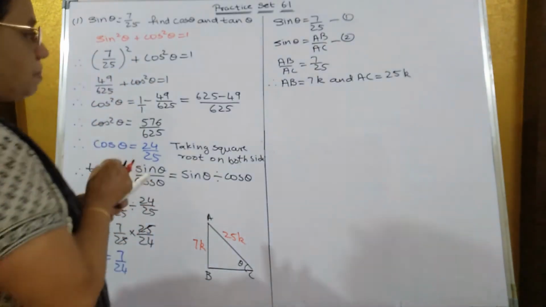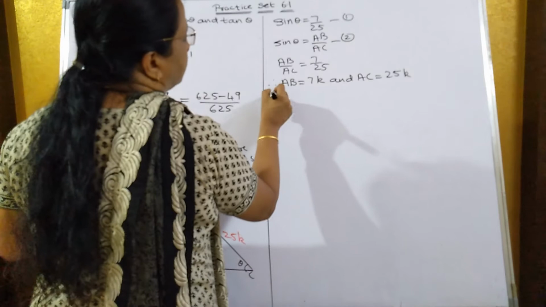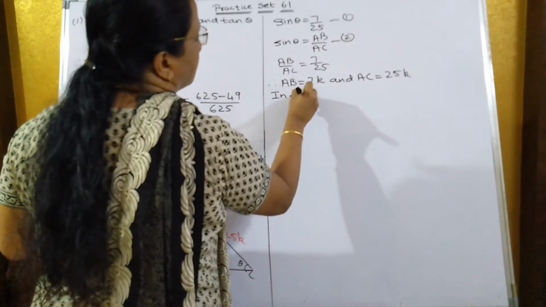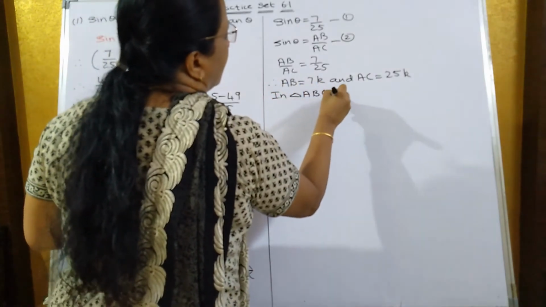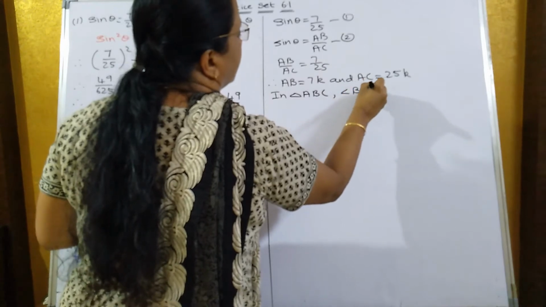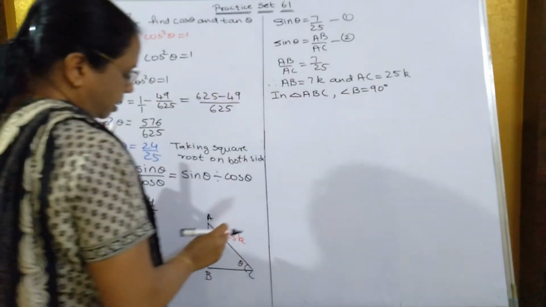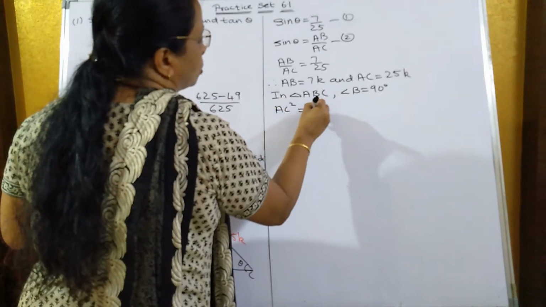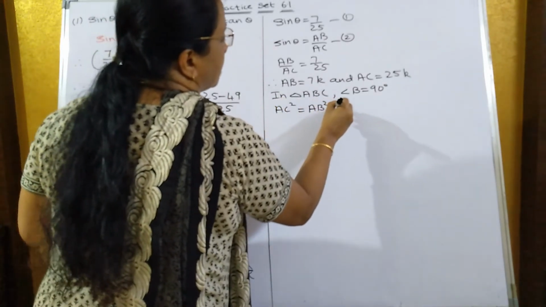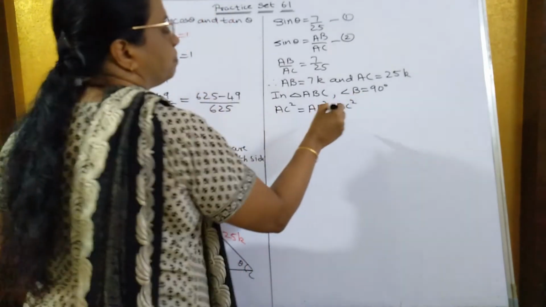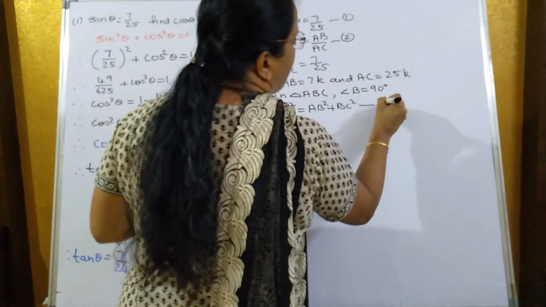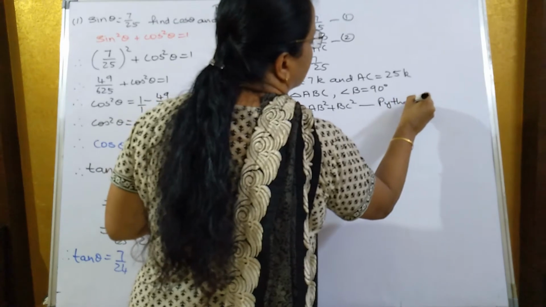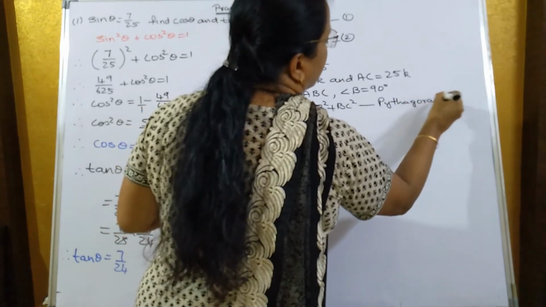So by Pythagoras theorem, in triangle ABC, angle B we have taken 90 degree. Therefore by Pythagoras theorem, AC square is equal to AB square plus BC square.